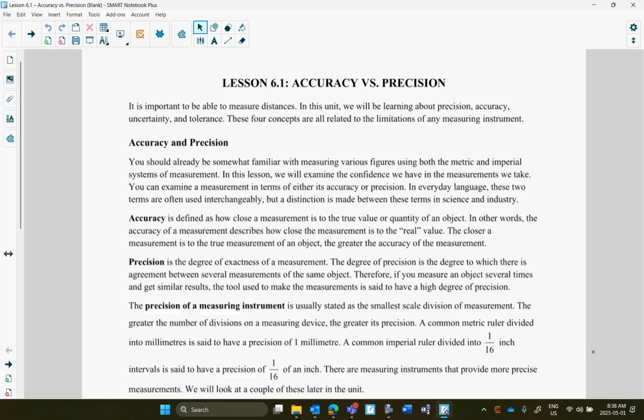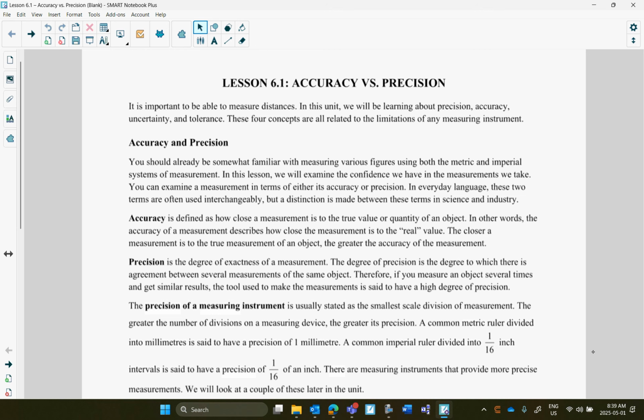we take. Okay? The first two terms we're going to talk about, and often these two terms are used interchangeably, but there's a difference between the two, and that's accuracy and precision. So accuracy, you can see there, is how close a measurement is to the actual value of the measure, whether it's length, weight, height, and so on.